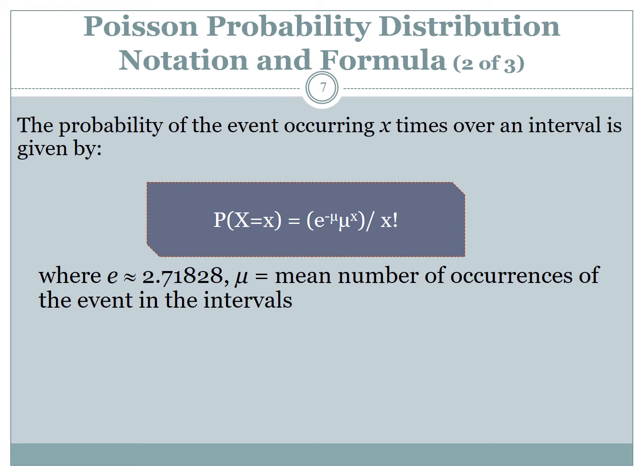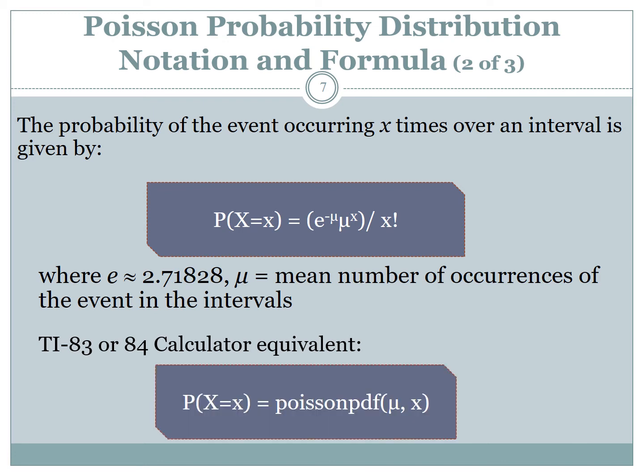And again, we have mu raised to the power x, and that whole quantity is divided by x factorial. Remember, x factorial means, for example, 5 factorial will be 5 times 4 times 3 times 2 times 1, just like that. So on the TI-83 or 84 calculator, we have an equivalent function, not formula, but function. But the function uses this formula, and it's called Poisson PDF.